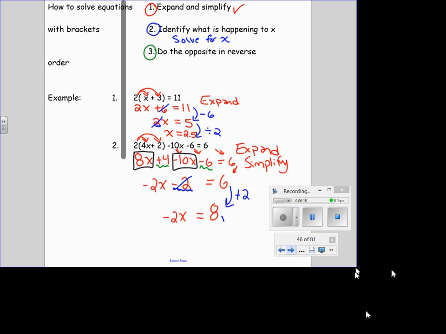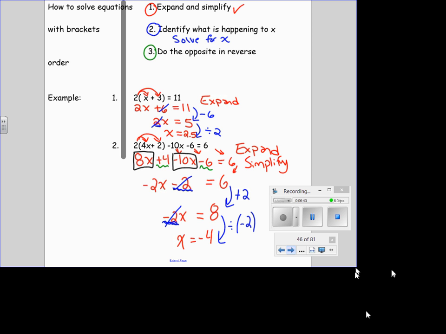Now my second step would be to get rid of the negative 2 coefficient. It's right in front of the x. If it's right in front of the x, that means it's multiplying by the x. So I'm going to undo it by dividing by negative 2. I'll get rid of my negative 2 that way, because negative 2 divided by negative 2 leaves me with 1x. And then 8 divided by negative 2 is negative 4.